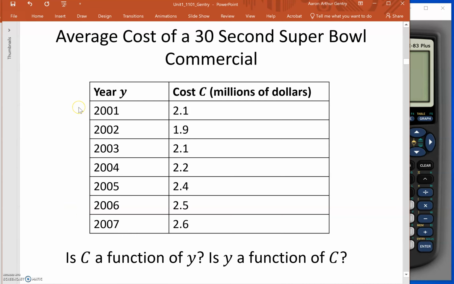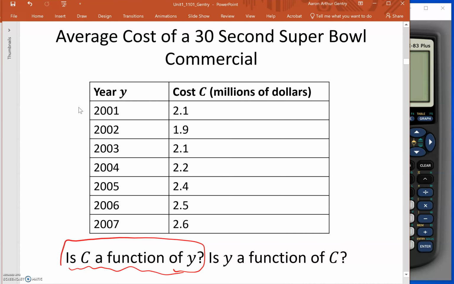Let's look at an example of a somewhat real world situation. We've got a bunch of data, so this is a tabularly defined scenario, which may or may not be a function. In our questions, we have two questions actually. Is c a function of y, and is y a function of c? So let's start with this one. Is c a function of y?